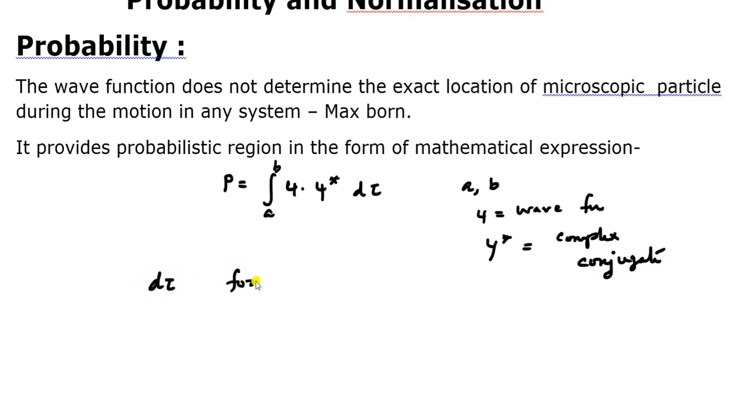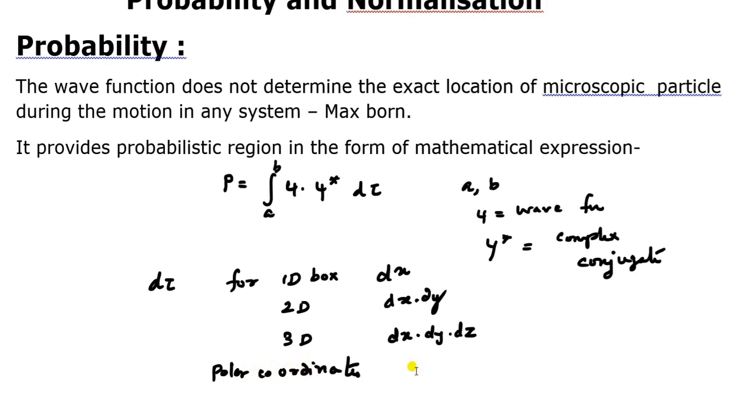for a 1D box is dx, for a 2D box it is dx dy, and for a 3D box it is dx dy dz. For the hydrogen-like atom, in polar coordinates, d tau is considered as r square dr sine theta d theta d psi.